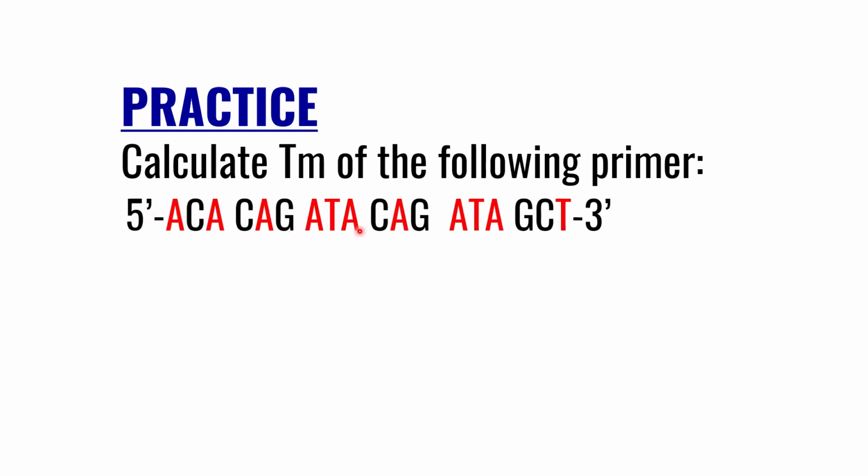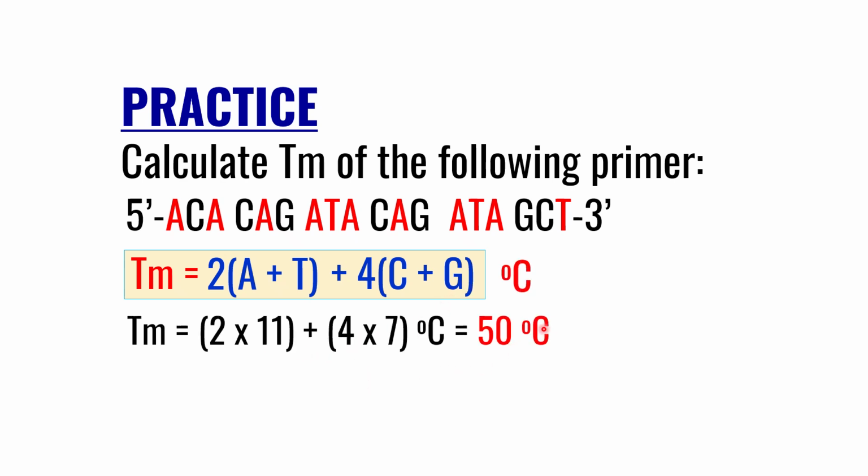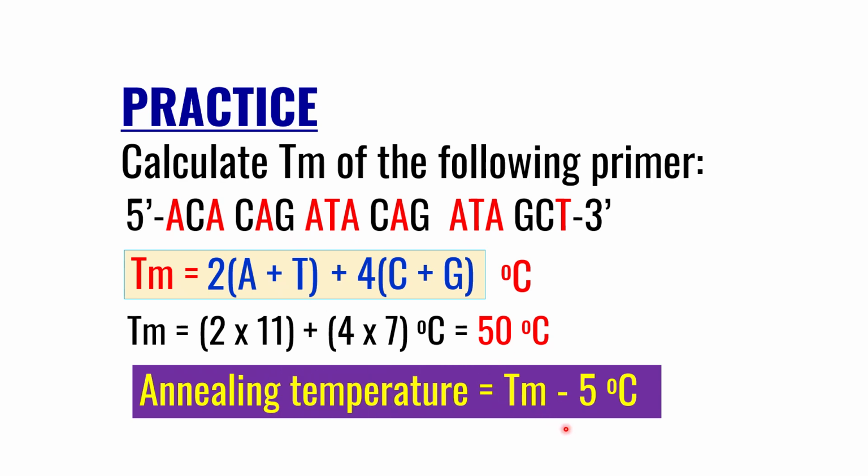So let me give you a practice and see if you can calculate Tm for this given primer. The primer is given here from 5' to 3', and using the formula Tm is equal to 2 times the number of A and T together plus 4 times the number of C and G together, put the value in this formula, and this comes out to be 50 degrees centigrade. So Tm for this primer is 50 degrees centigrade. So annealing temperature should be less than Tm. How much less? 5 degrees less. So annealing temperature will be Tm minus 5 degrees centigrade. So this is how you can select the correct annealing temperature.